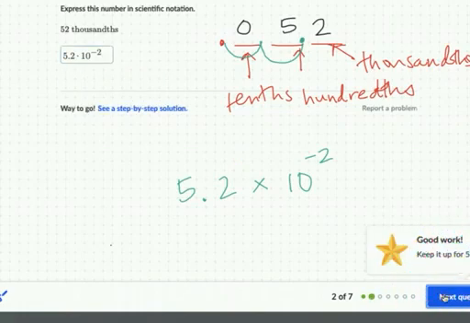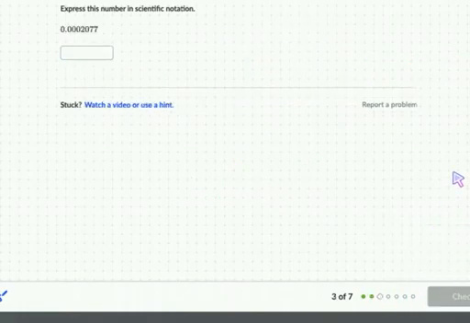Okay, let's do another one. This one right here is in standard form. We need to change it into scientific notation. Pause the video and try it on your own first.